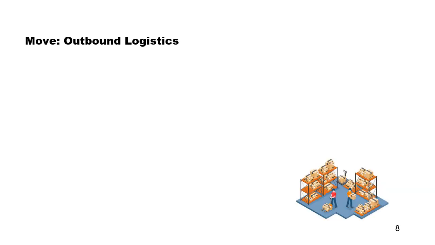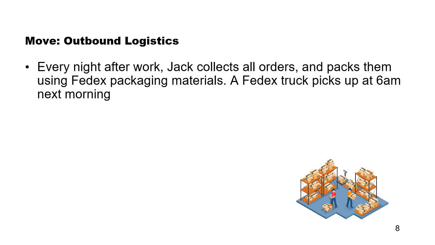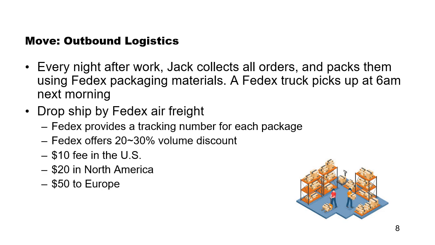Outbound logistics is another part of the domain move. Every night after work, Jack actually has a full-time job during the day, Jack collects all the orders and packs them up using FedEx packaging materials. A FedEx truck will pick them up 6 a.m. the next morning. The orders will be drop shipped by FedEx Air Freight. FedEx provides a tracking number for each package. FedEx offers 20 to 30% volume discount. The fee is $10 in the United States, $20 in North America, and $50 to Europe.